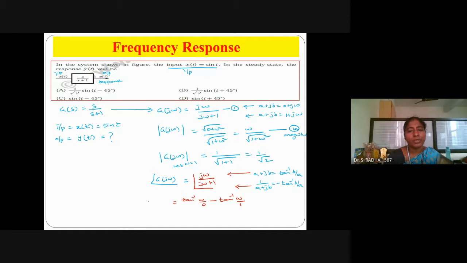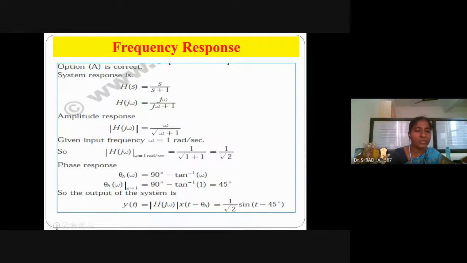Now if I calculate the same angle at omega equal to 1, G of j omega, let me take omega equal to 1. Then the numerator real part is 0, so this will be tan inverse infinity minus tan inverse 1 by 1. Minus tan inverse 1 by 1 is nothing but tan inverse 1. So tan inverse infinity is 90 degrees, minus tan inverse 1 is 45 degrees. So the phase angle finally, 90 minus 45, is 45 degrees.